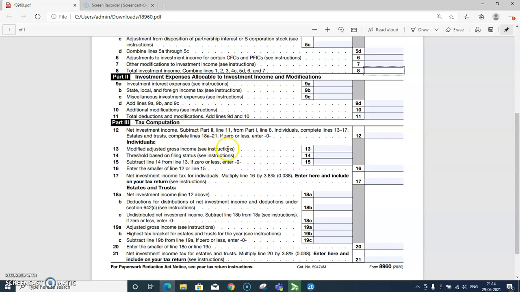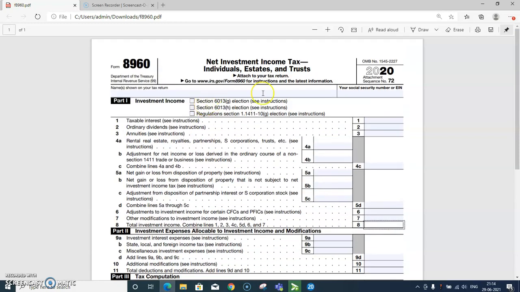So coming back to the 8960, net investment income tax for individuals, estates and trusts. I'm just repeating, Form 8960 is the IRS form used to calculate your total net investment income (NII) and determine how much of it may be subject to the 3.8% Medicare contribution tax. So when to use Form 8960: just having net investment income to report doesn't necessarily mean you will be liable for NIIT.